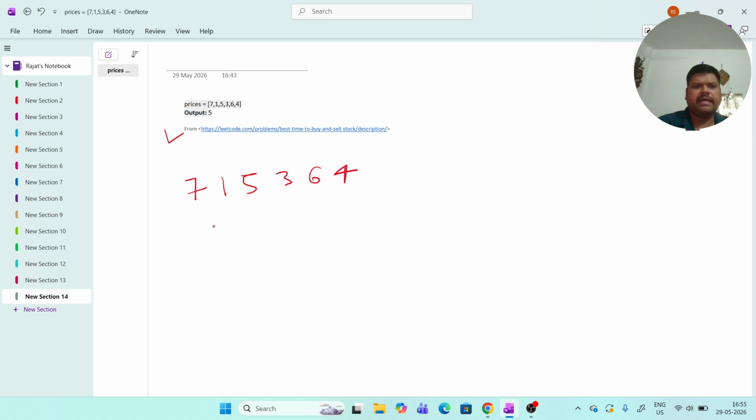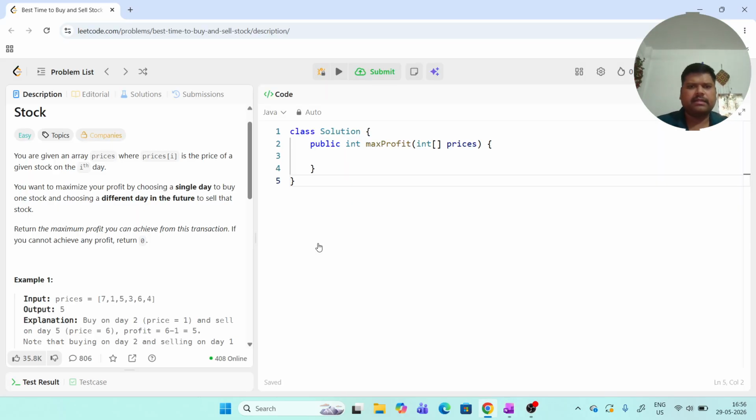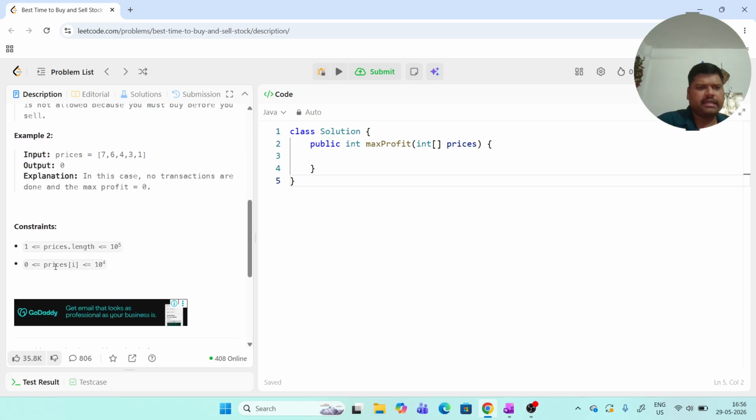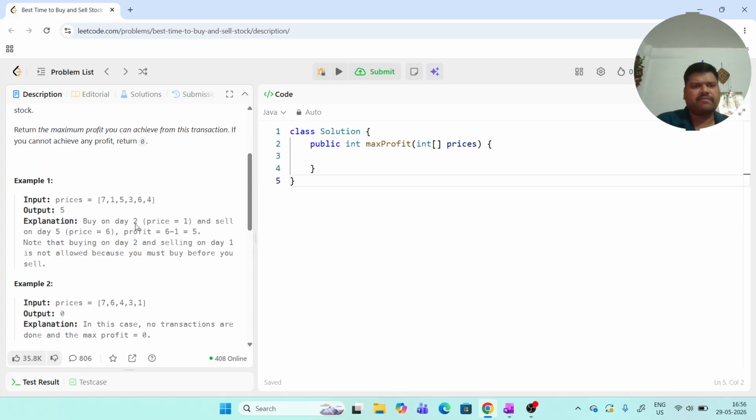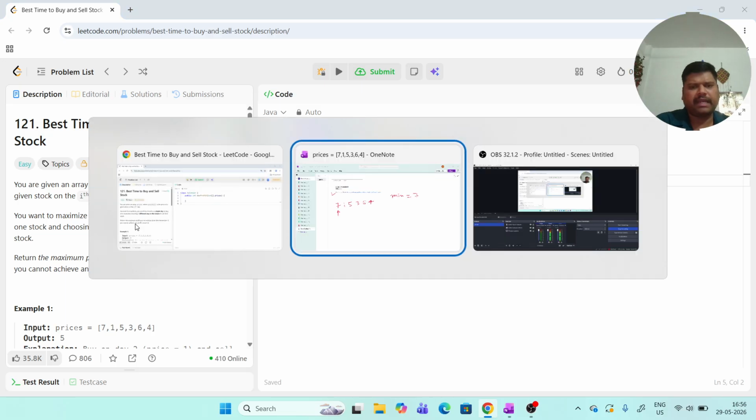Now let's see the optimal approach. We have 7, 1, 5, 3, 6, 4. Here we'll have two variables. One is the minimum, which indicates the minimum buying price of the stock. So 7 is the min initially, because it is given in the question that the prices.length constraint is at least 1, which means there is at least one day in the prices.